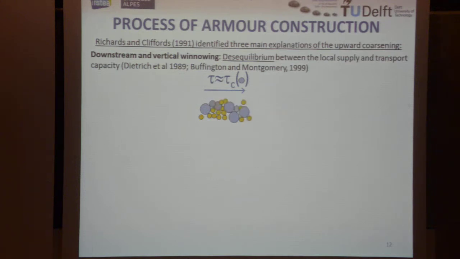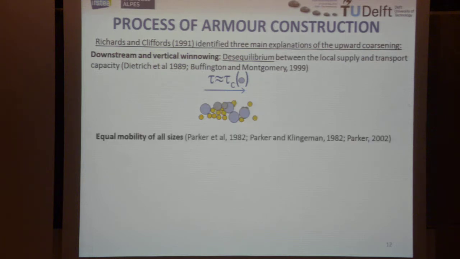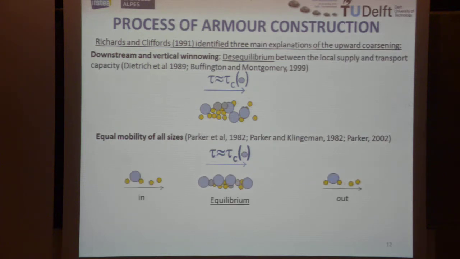The second mechanism is the equal mobility of all sizes proposed by Parker and his colleagues, which means that the fine elements are protected by the coarse elements when the bed is at rest, when the shear stress is below the critical shear stress of the coarse material. But as soon as this material is mobilized by the flow, we have some kind of regulation of the sediment supply to the flow, and this mechanism could maintain a kind of equilibrium between what is transported in a given range.